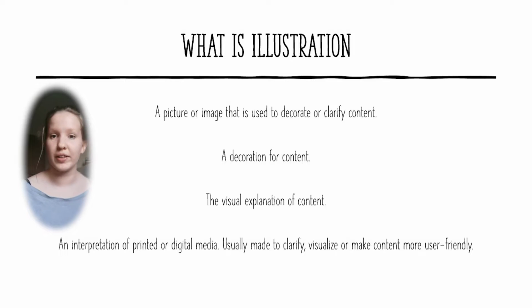So, first of all, what is illustration? There are a few ways we have gathered here that describe what an illustration is or could be. It could be a picture or an image that is used to decorate or clarify content. It is a decoration for content, or the visual explanation of content. Or then it can be an interpretation of printed or digital media. And it's usually made to clarify, visualize, or make content more user-friendly.